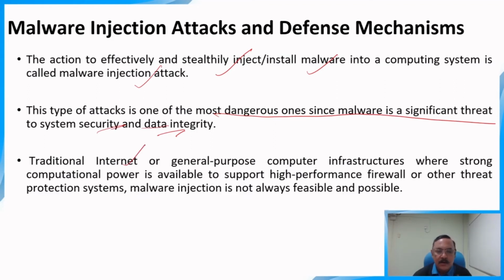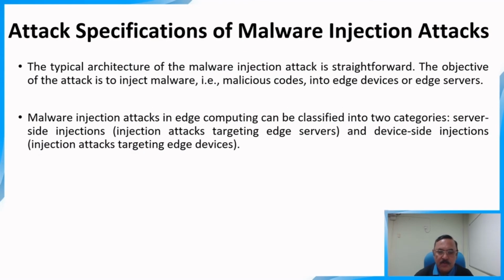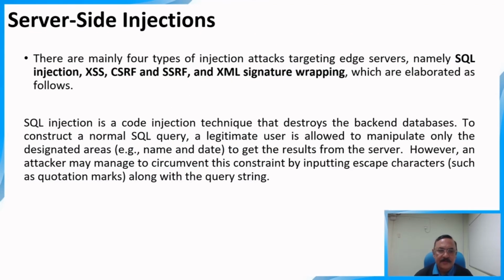So, in traditional internet or general purpose computer infrastructures, where strong computational power is available to support high performance firewalls or other threat protection systems, malware injection is not always feasible. Now, the typical architecture for a malware injection attack is straightforward. The objective of the attack is to inject malware code into the edge devices or the servers. Malware injection attacks in edge computing can be classified into two categories: server side injection, that is, injection attacks targeting the edge servers, and device side injection, that is, injection attacks targeting the edge devices.